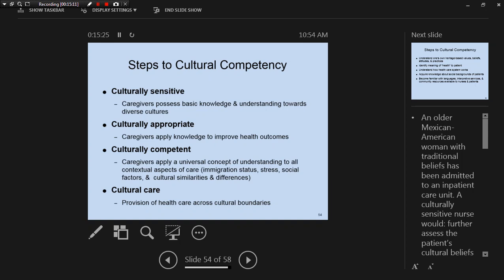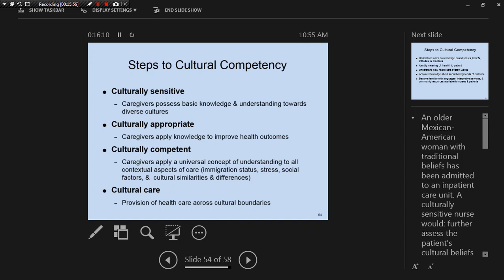And then culturally appropriate. So maybe we take that basic knowledge, we do a little bit more research, we learn a little bit more about that specific culture, and we implement culturally appropriate care in order to improve health outcomes or patient satisfaction. And then the next step is we're culturally competent. So we consider all aspects of the patient's culture, so their immigration status, stress, the social factors, cultural similarities and differences, and we apply a universal concept of understanding to all of these aspects of care. And then cultural care is just the provision of healthcare across cultural boundaries.